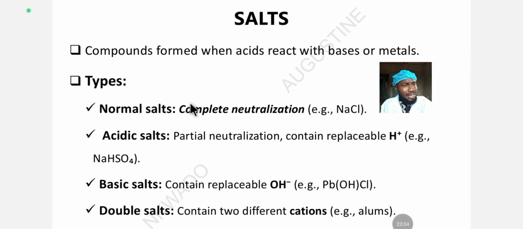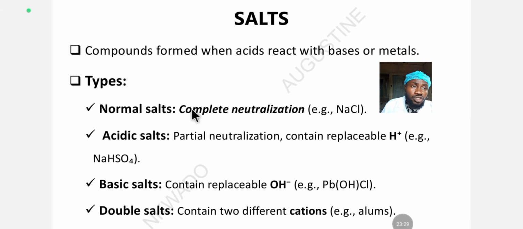The metal donates its metallic ion. So the acid accepts what? The metallic ion and gives out the hydrogen ion. So the replaceable hydrogen ion continues to get replaced by metallic ion. When it's completed, salt is completely formed. As simple as that. So that's how salt is formed.